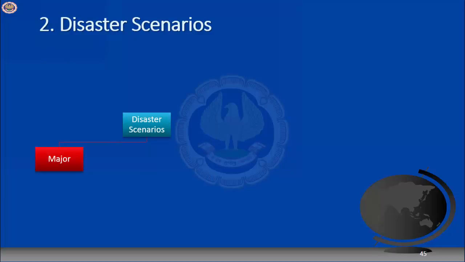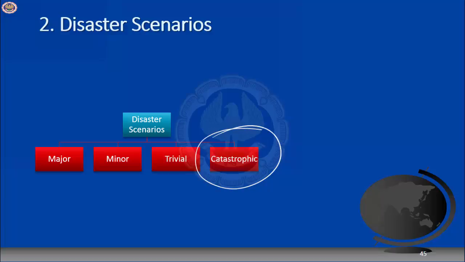What are the different types of disaster scenarios? You can categorize in terms of major, minor, or trivial, or catastrophic. Now, which of them has got a significant impact? Catastrophic are the ones which are major in nature. For example, there is a threat, there is a flood, there is a cyclone. These are things which impact the whole city.